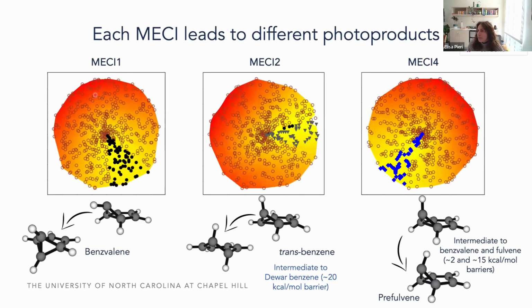I'm showing you here only the 3 MECIs that are the most interesting ones. And you do see that in every different MECI, you do access a different photoproduct. But the points that lead you there are grouped together in the pizza slice configuration. So this seems like it's a common feature. So MECI 1 forms benzvalene. MECI number 2 forms trans-benzene, which is an intermediate in the formation of Dewar benzene. And MECI number 4 forms prefulvene, which can form fulvene as well. So even from this simple machinery, we are able to find all the photoproducts or the intermediates to the photoproducts.